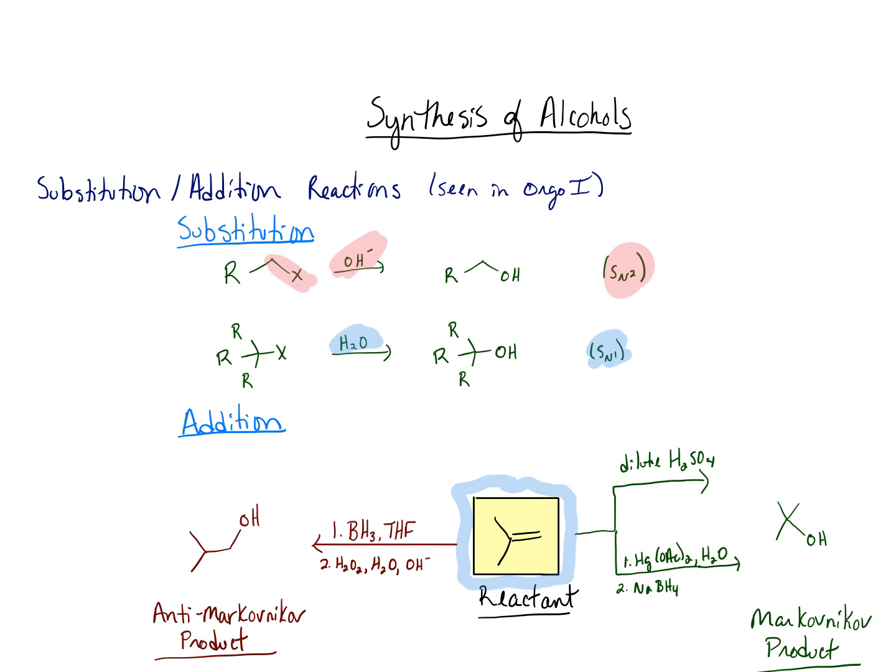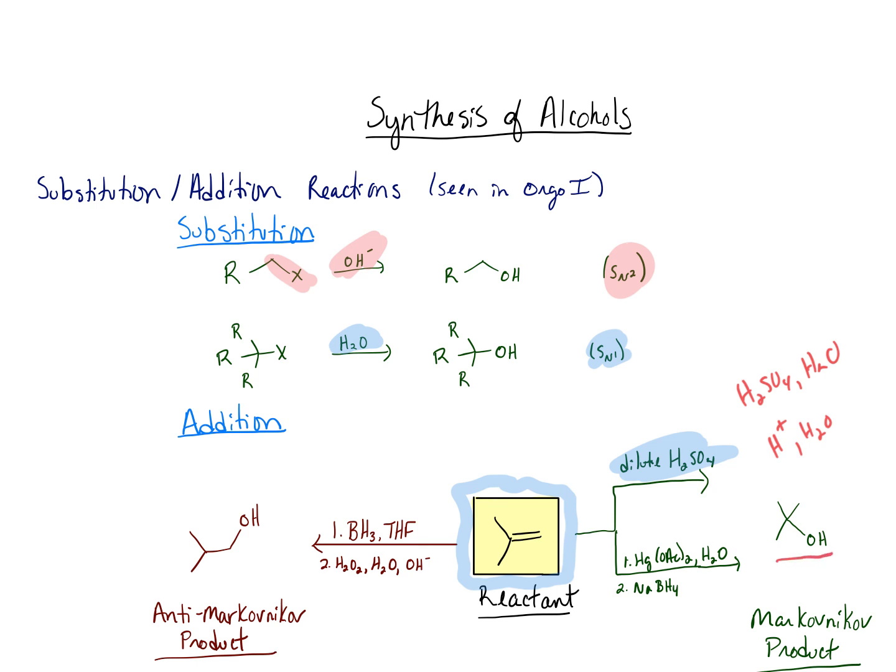So if we use dilute H2SO4, you can see this sometimes written in many different ways. We could see something like H2SO4 in water. So it could say H2SO4, H2O. It could say H plus, H2O. It could say H3O plus. We could put catalytic amounts of H2SO4. All of those are saying the same thing. So just pointing that out because that can be confusing as well. You're going to get the OH on the Markovnikov product.